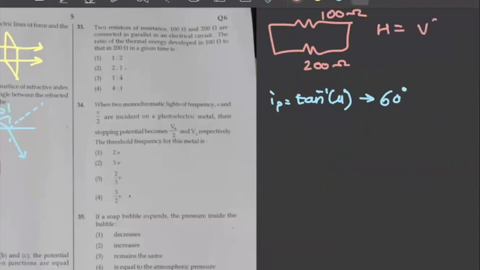So I can use V square by R into T. In a given time, T is constant, R is not constant. In parallel, voltage is constant, so I have H inversely proportional to R. So if they want the ratio, H1 by H2 is going to be R2 by R1. So should I say 100 to 200? So this will be 200 to 100. So it's nothing but 2 is to 1.